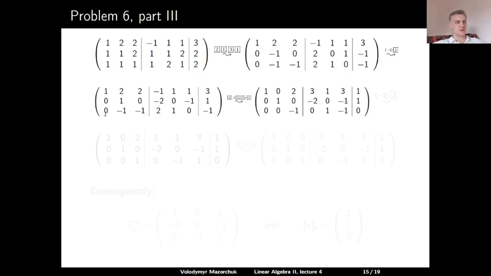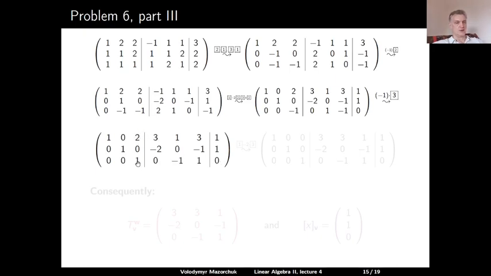And the last row is 0 plus 0 is 0, 1 plus minus 1 is 0, 0 plus minus 1 is minus 1, 2 plus minus 2 is 0, 1 plus 0 is 1, 0 plus minus 1 is minus 1, 1 plus minus 1 is 0. And now we have minus 1 here, so we multiply the last row with minus 1. The first two rows remain the same. The last row becomes 0, 0, 1, 0, minus 1, 1, 0.